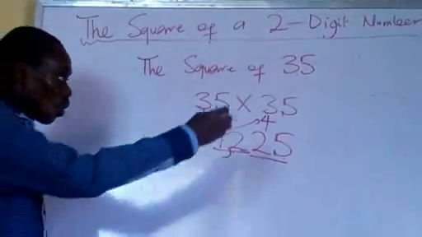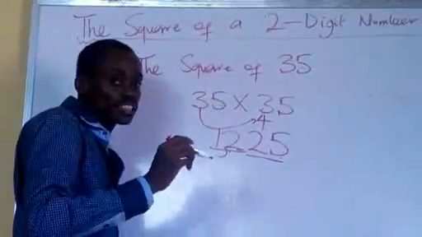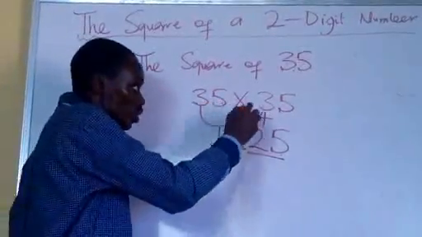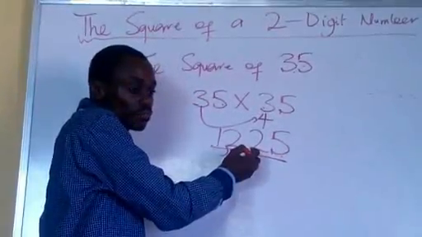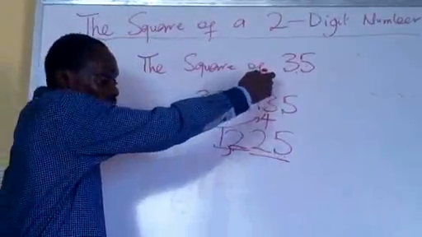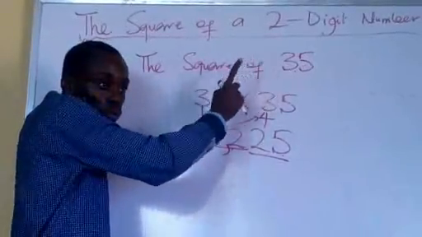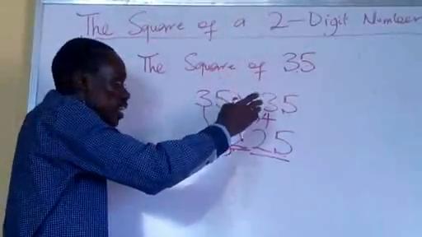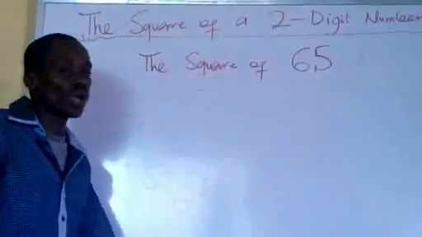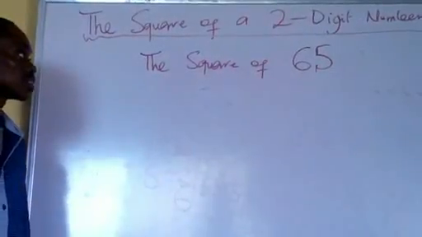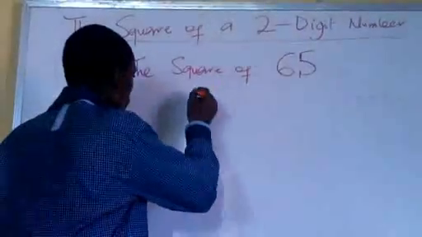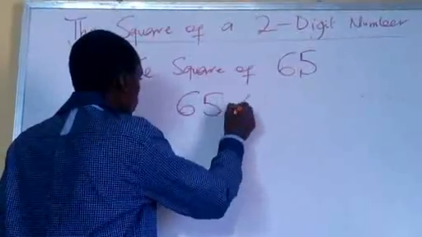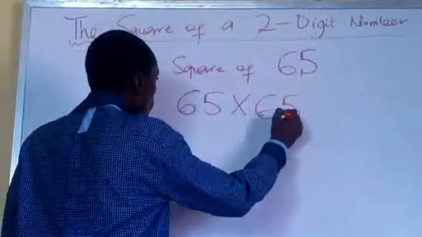So for any two-digit number that ends in 5, know that when you square it, there will always be 25 at the extreme right. Then increase the other digit by 1 and multiply them together. So we're going to look at the square of 65, which is 65 times 65.